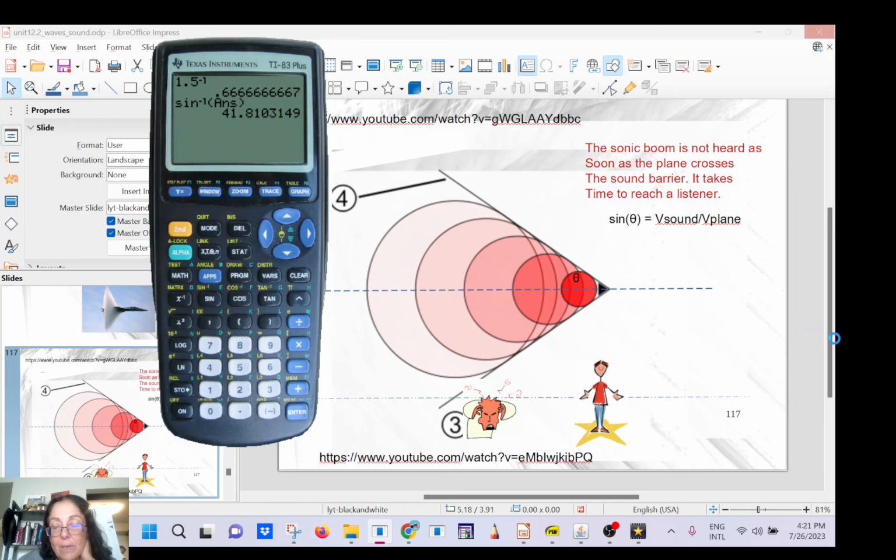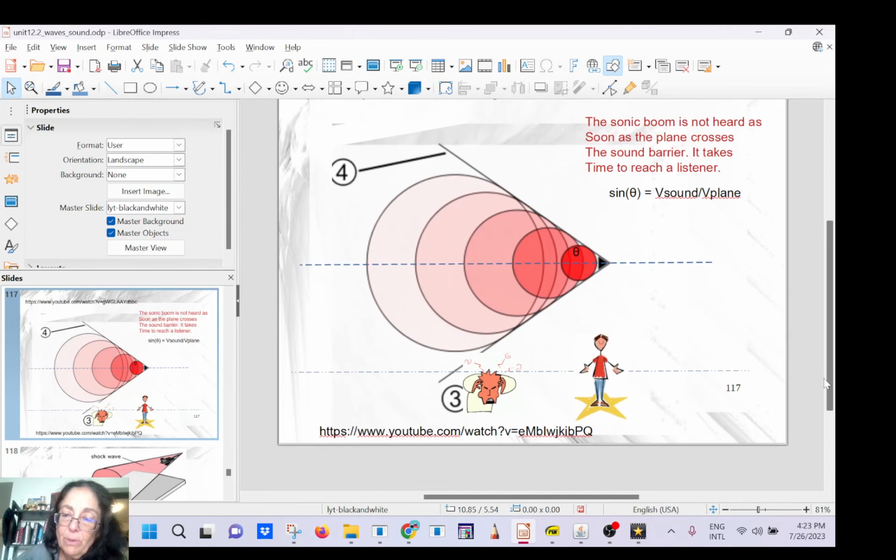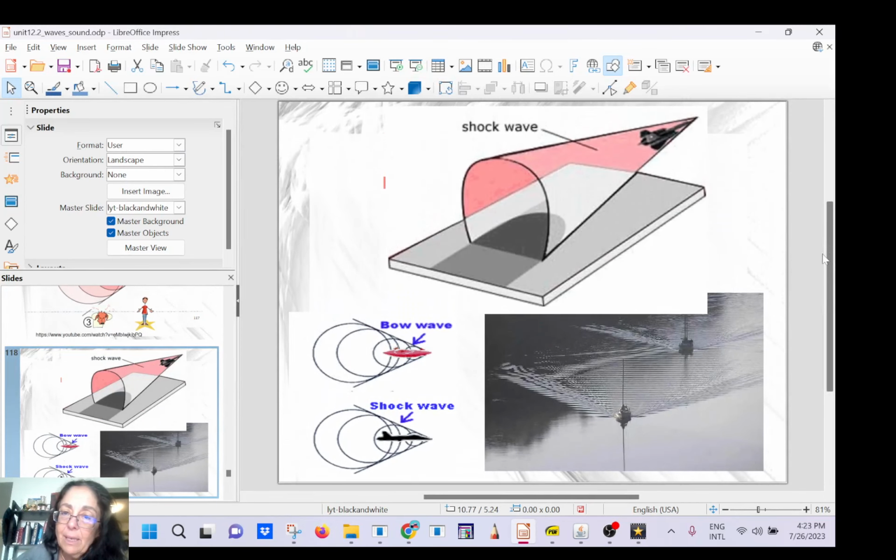And here I have a link, and I will put the link in the description. So that's just an application. So you have a picture here, a nice slide in 3 dimensions. If you are standing again here, that cone is not sweeping over you, so there will be no sonic boom. Only the people located here will hear the sonic boom. The one behind will not hear the sonic boom.